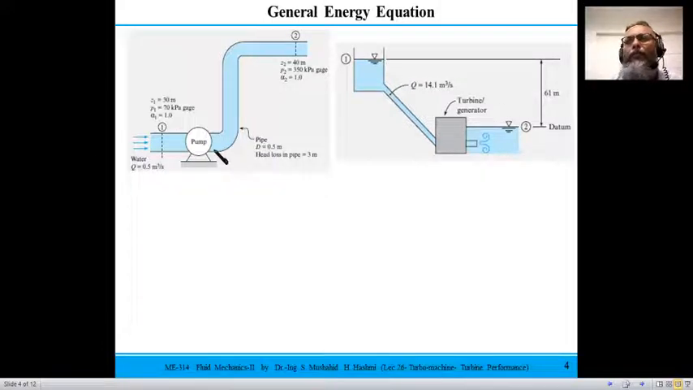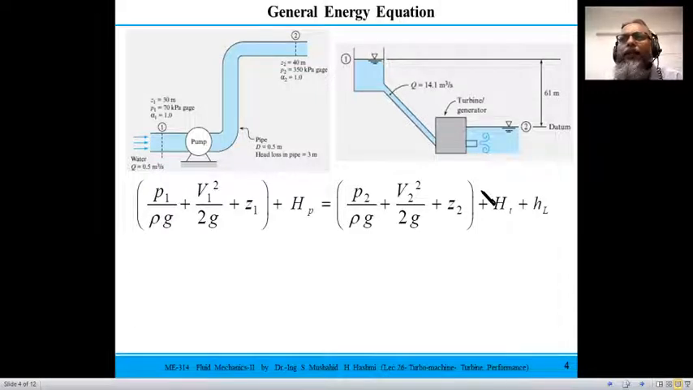So here you have a pump, here you have a turbine. So your energy equation is exactly the same for both cases. This is the available energy at the inlet, at section 1, in the form of the pressure head, velocity head and kinetic head. This is the kinetic head, a velocity head, and this is an elevation head. So energy in the form of pressure, kinetic and elevation head.